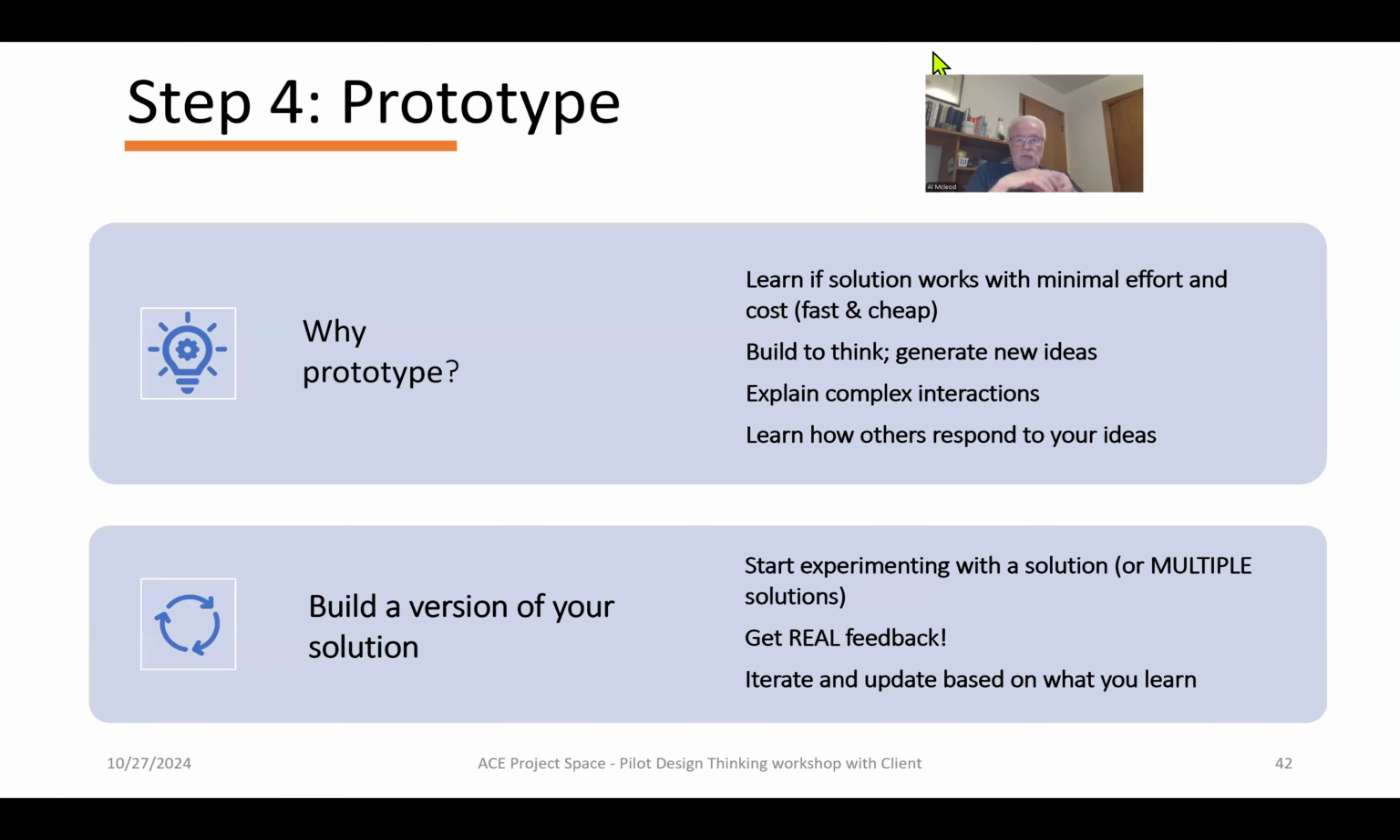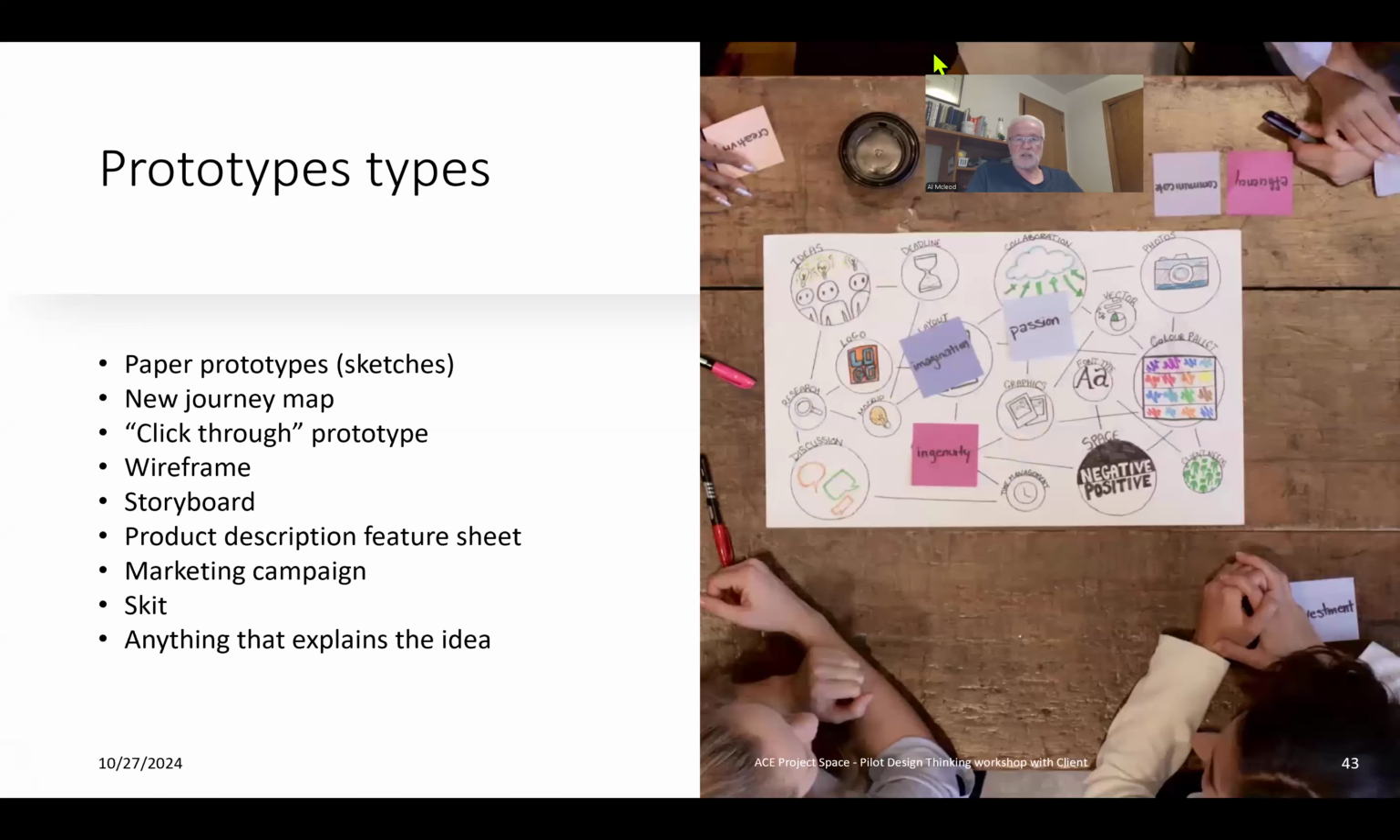So here's a prototype. We're going to see if it works with minimal effort and cost, build to think and generate new ideas, be able to explain complex interactions and learn how others respond to our ideas. But we want to get started with a solution and get real feedback. So here we go. And you can use paper prototypes like sketches or journey maps or wireframes, storyboards. You can create a product description feature sheet or a marketing campaign or a skit or anything that explains the problem. So here we go.